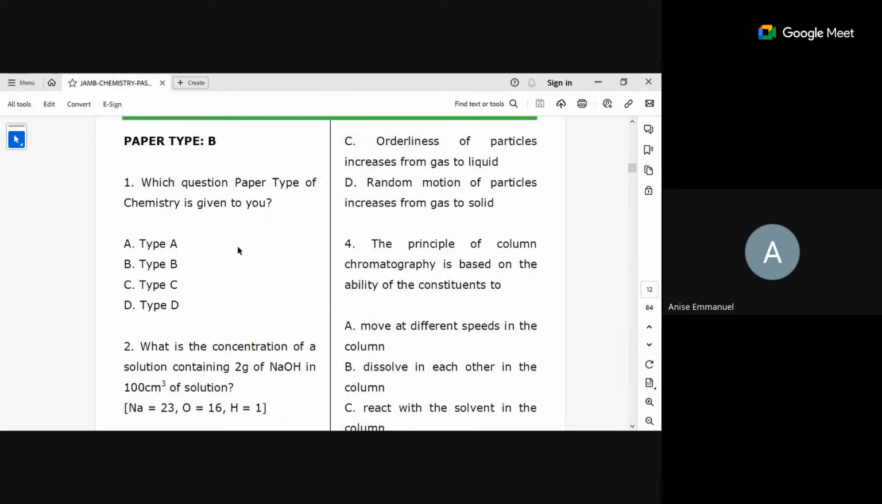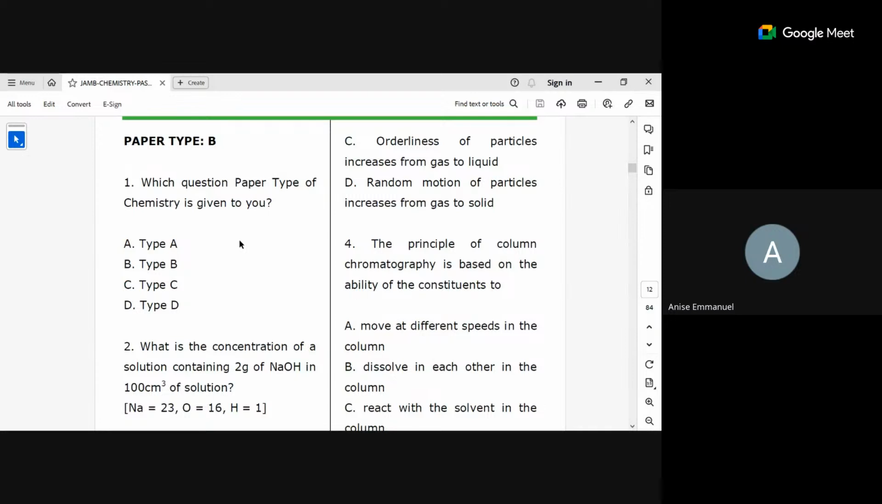Now, one thing about UTME is this: 2 answers will be out of it, while 2 answers will be close, but one is the right answer. So the answer here is just D, without wasting time. Random motion of particles increases from gas to solid. Are we getting it? It cannot increase from solid to gas at all. When we are talking about random motion, what we know from physics will help us a lot here.